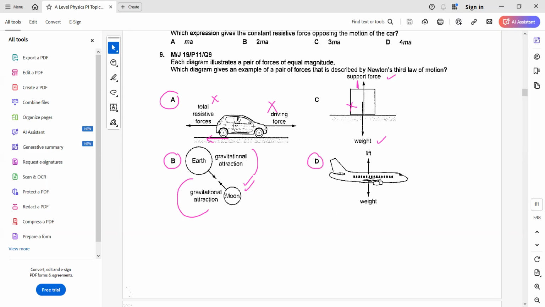It says lift and weight. So basically, lift comes through air, or basically now you guys have done that air pressure, that was rho gh, and that is exerted by these engines. So it's basically an engine force. Weight is not the engine force, so they aren't the action reaction pairs. Still B is the correct answer.